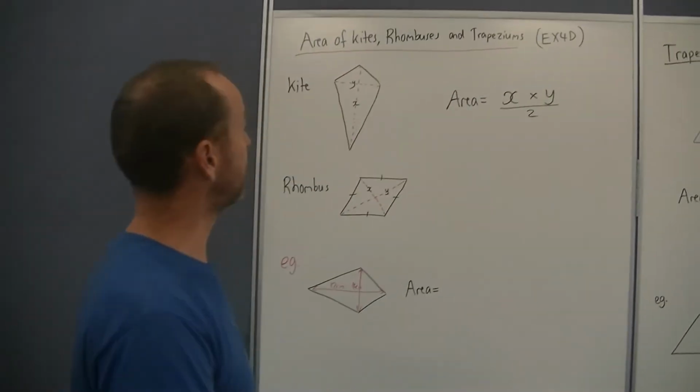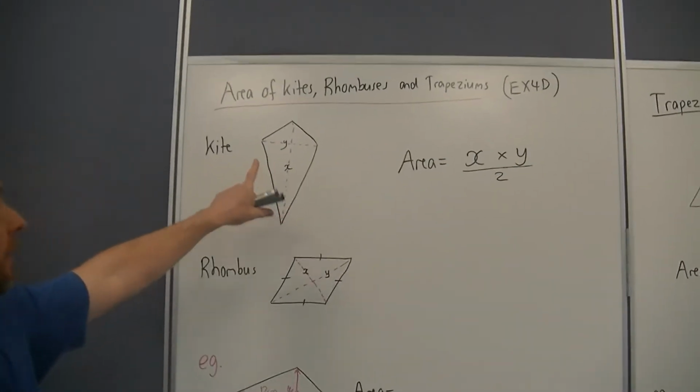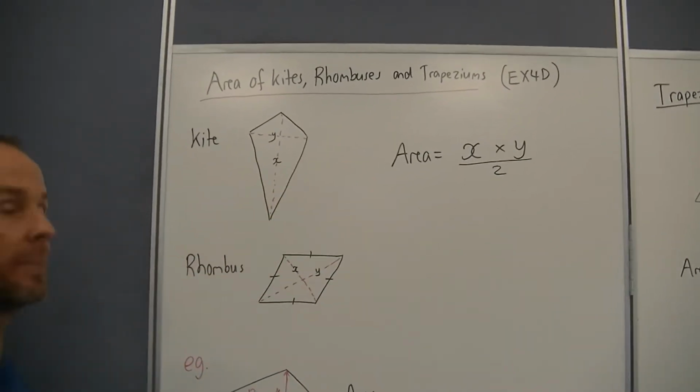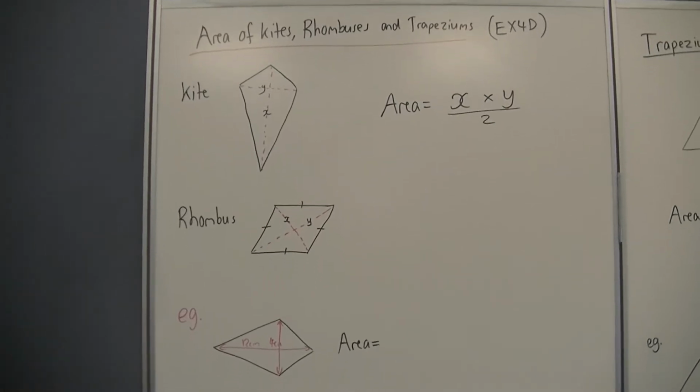Guys, welcome back. We're doing 4D today, area of kites, rhombuses and trapeziums. So copy down the notes, have a look, there's not much for this one.